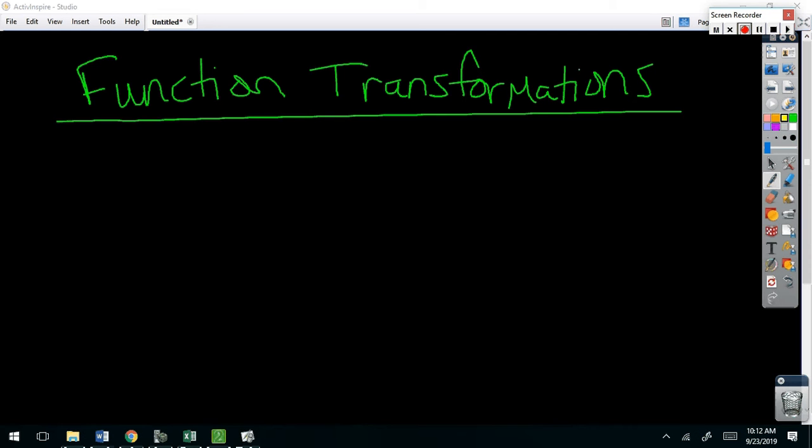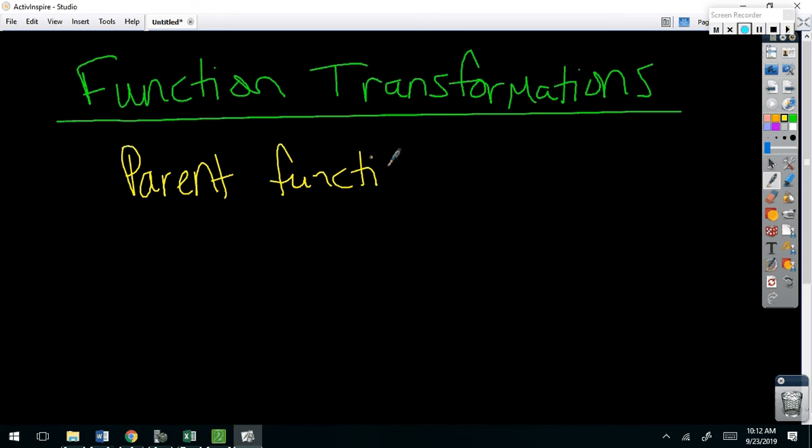So the first thing you have to understand about function transformations is parent functions. I've mentioned this briefly several times. Do y'all remember what I said about parent functions? Yes. It's a basic function. It's a function before any transformations are done on it, okay?